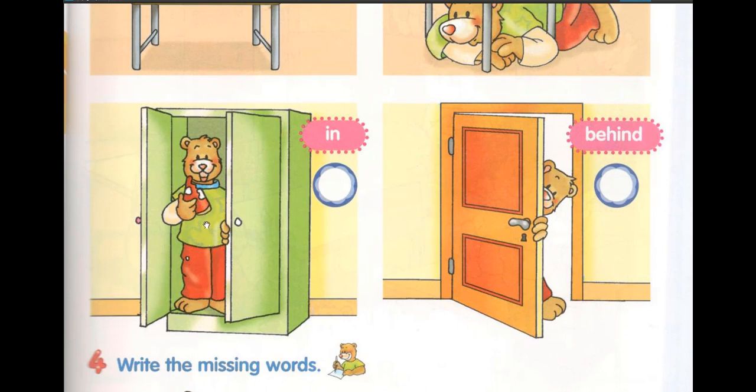Now you can see this is Benji. Question: where is Benji? Tell me, where is Benji? Benji is in the cupboard. Good answer. Now you can see, where is Benji? Good. Benji is behind the door.